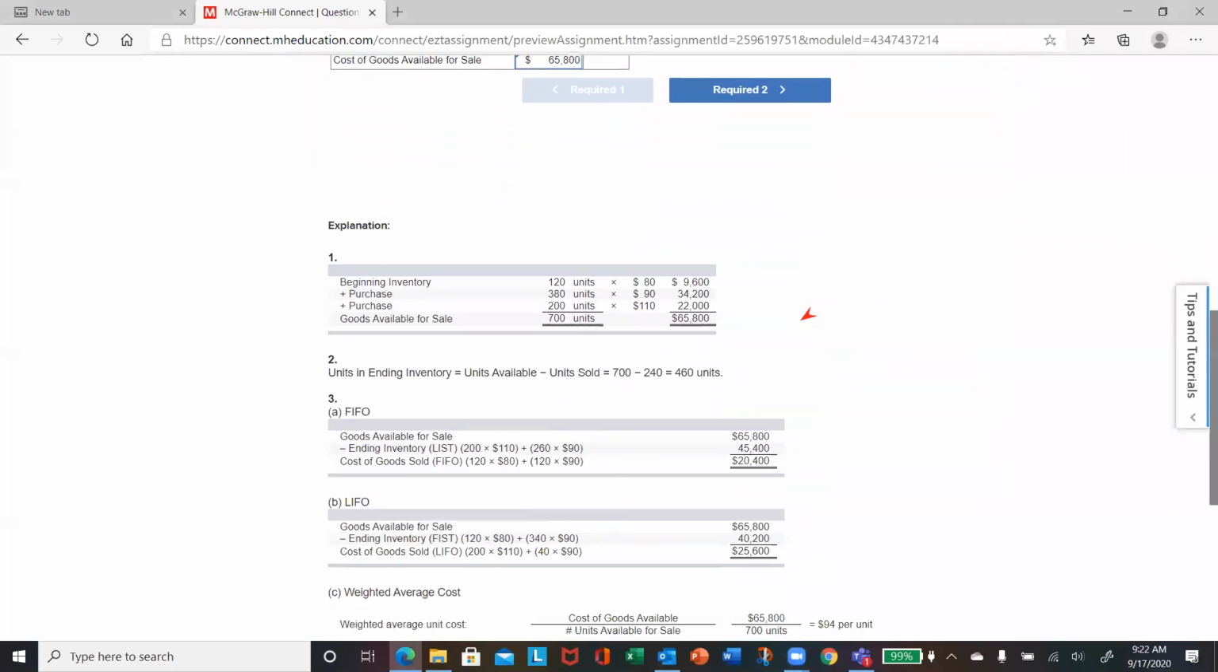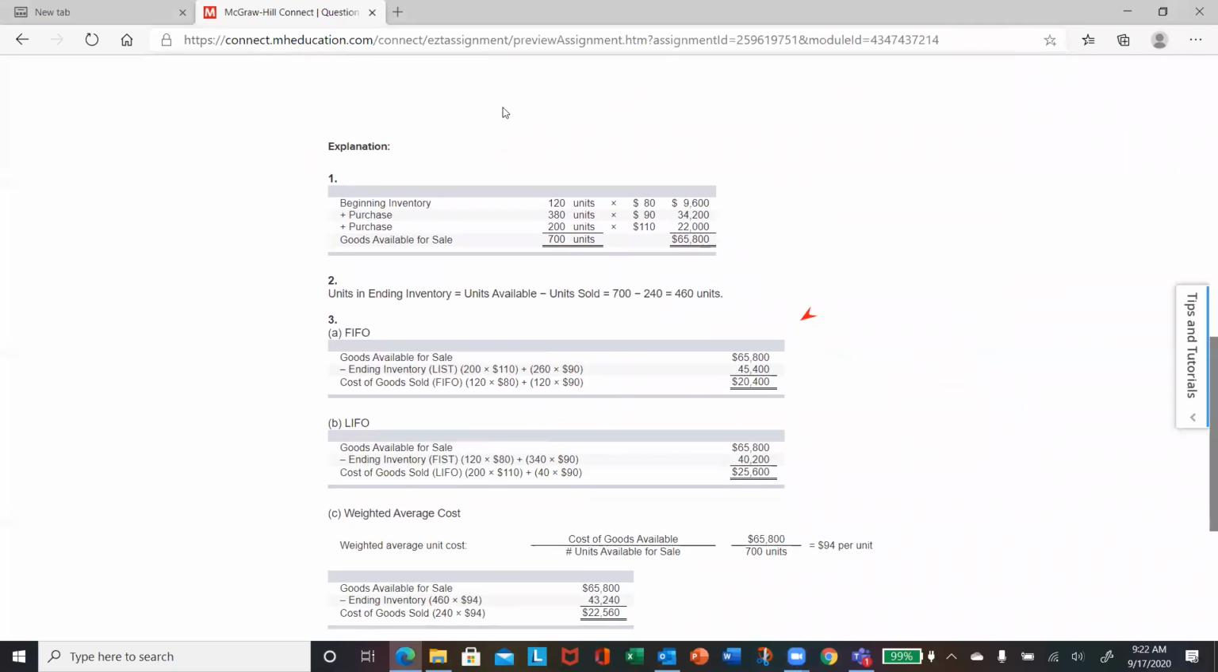Here again is a quick summary of your beginning inventories, and they're keeping them in their respective cost pools: 120, 380, 200. Notice the costs have changed. Notice that the total cost was 65,800. If they had 700 units available and they sold 240, there must be 460 units left in ending inventory. That 460 is going to have to be taken from one of these pools when you do the FIFO, LIFO, weighted average.